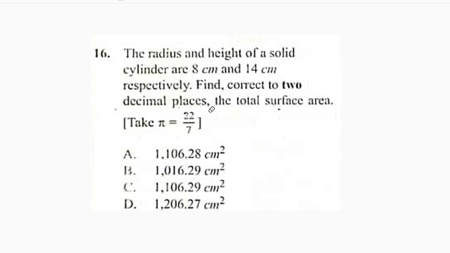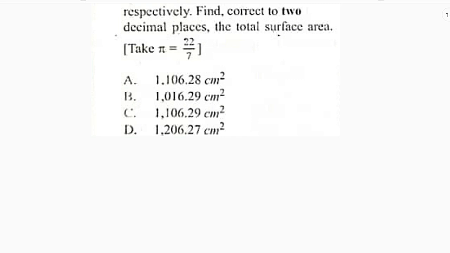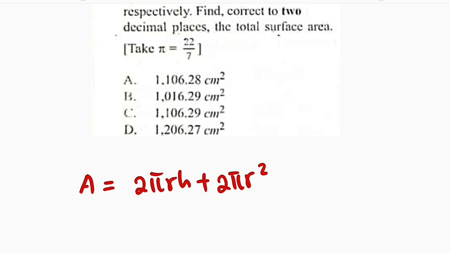Find, corrected to 2 decimal places, the surface area of that cylinder, taking pi as 22 divided by 7. We have available options. So first of all, what will be the formula? The formula will be A equal to 2 pi RH plus 2 pi R squared. This is the formula for calculating the total surface area of a cylinder.